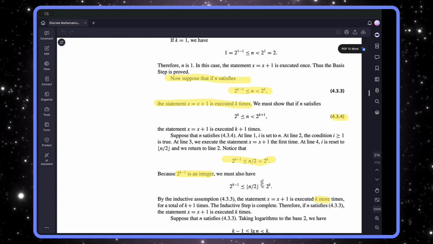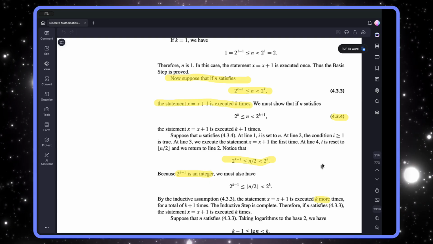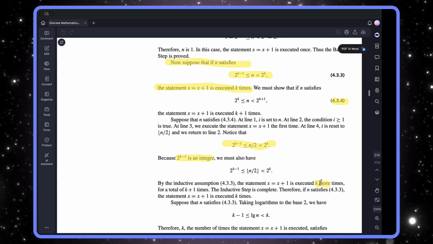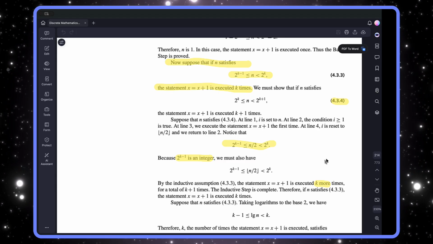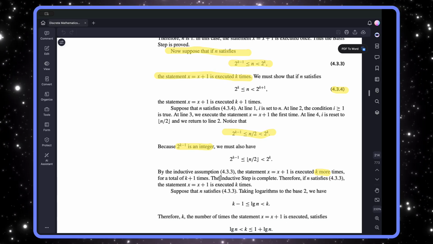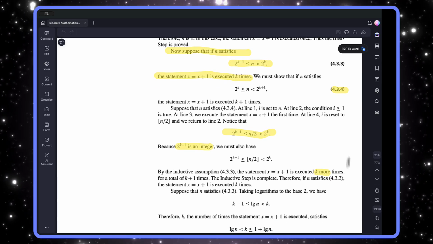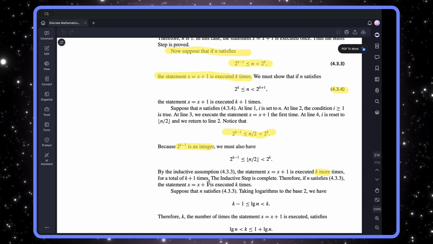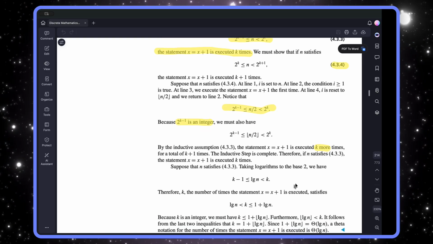But now we use the inductive assumption. So by induction, the statement x equals x plus 1 is executed k more times, okay, for a total of k plus 1 times. The inductive step is complete. Therefore, if n satisfies this condition up here, the statement x equals x plus 1 is executed k times, and that's what we wanted to prove.